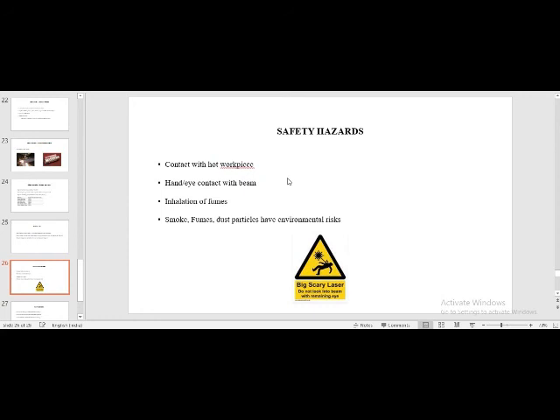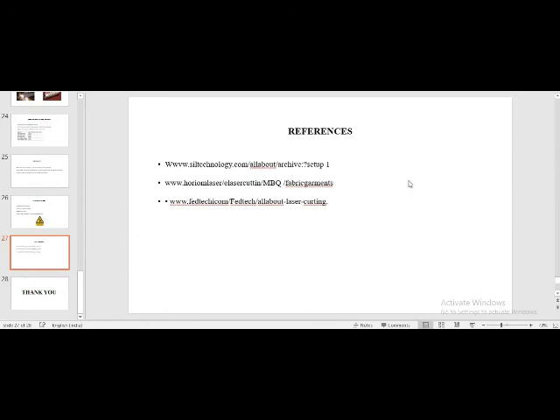Safety. Of course, laser cutting is a dangerous operation. Sometimes it can affect your eyes. Contact with a hot workpiece is dangerous. Hand and eye contact with the beam is also dangerous. Inhalation of fumes is also dangerous. Sometimes when cutting material, there are fumes which, if we inhale them, are very dangerous for our lungs and can also create breathing problems. More fume particles have environmental effects.